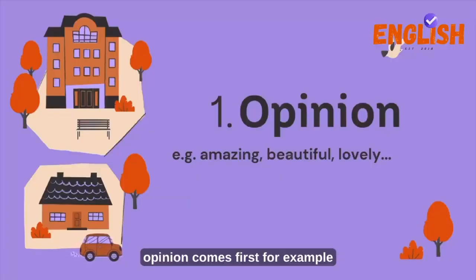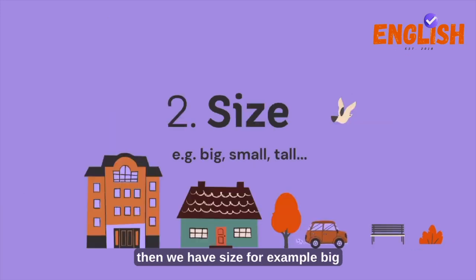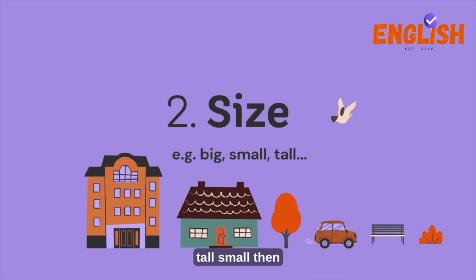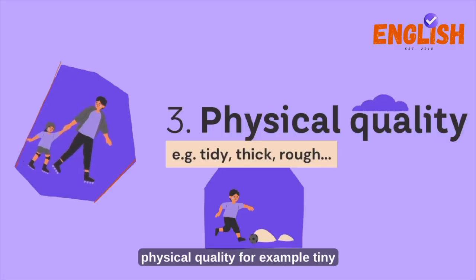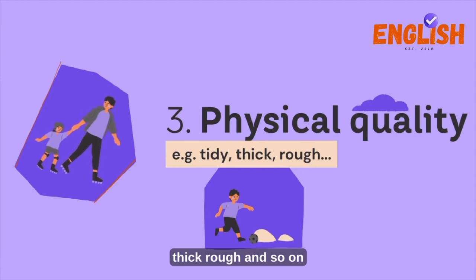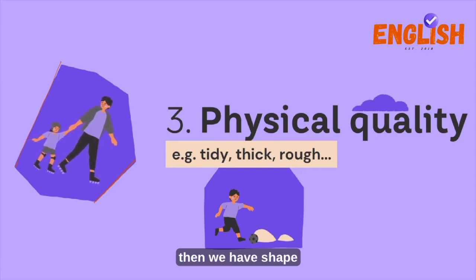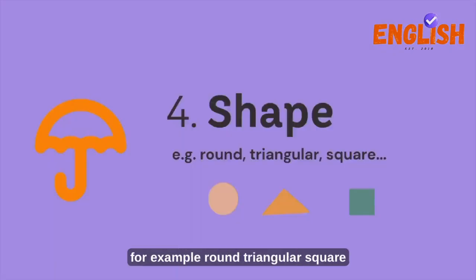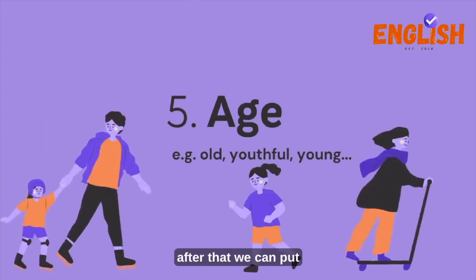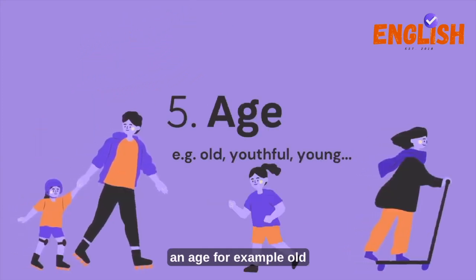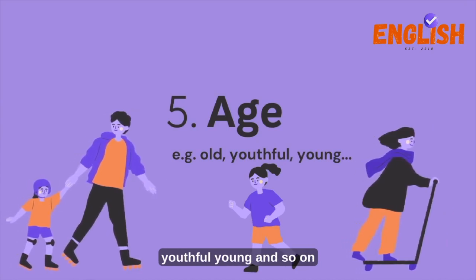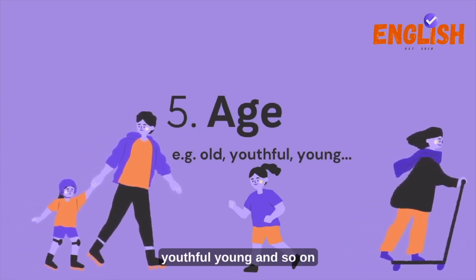Opinion comes first, for example, amazing, unusual, lovely. Then we have size, for example, big, tall, small. Then physical quality, for example, tidy, thick, rough, and so on. Then we have shape, for example, round, triangular, square. After that, we can put an age, for example, old, youthful, young, and so on.